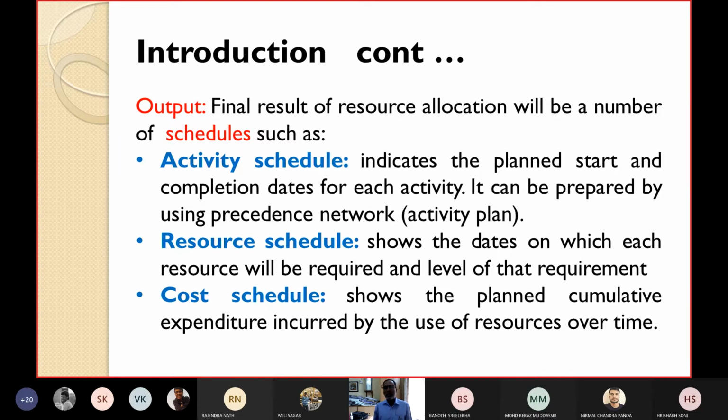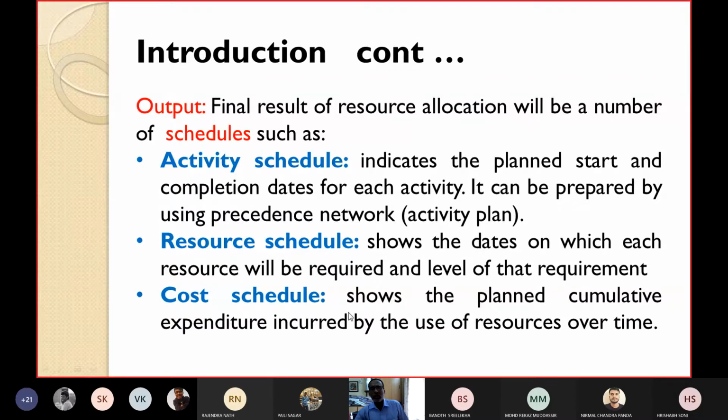The level of that requirement will also be shown by the resource schedule. Last is the cost schedule. It shows the planned cumulative expenditure incurred by the use of resources over time. So what is the cumulative expenditure that you are planning, which will be incurred by the use of the different resources over the duration of the project or over time? That will be represented by the cost schedule.